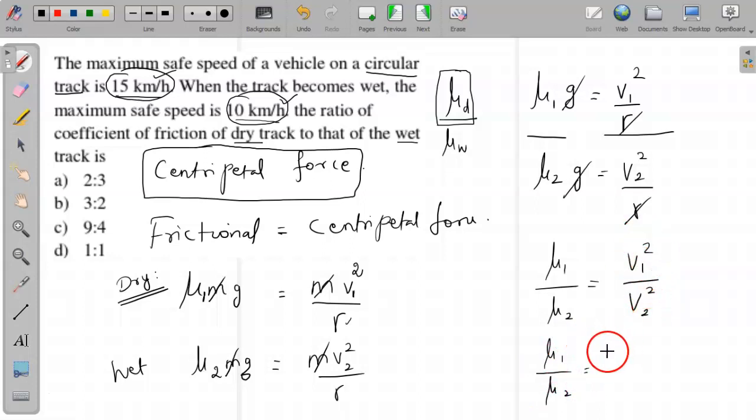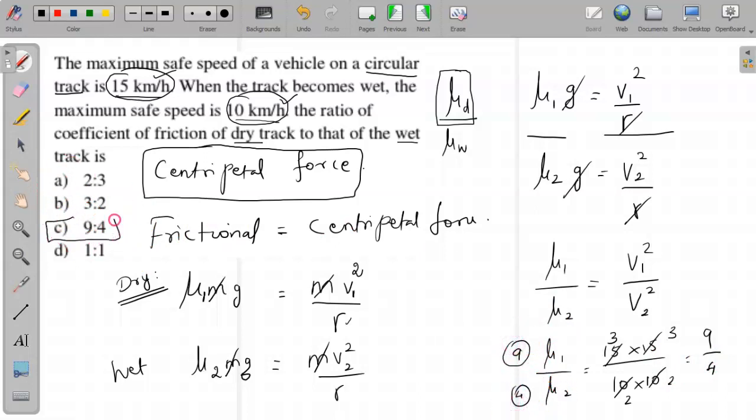v1 square over v2 square, so 3 times 3 over 2 times 2, that is 9 over 4. So the ratio is 9 for the dry track and 4 for the wet track. So here is the answer.